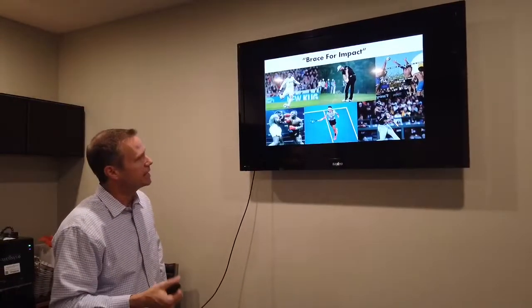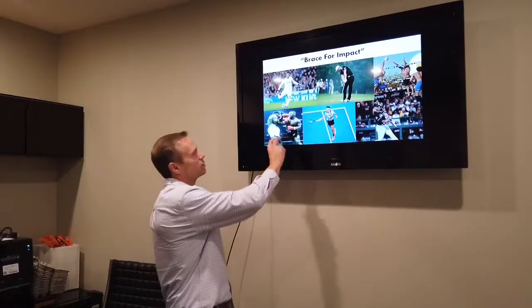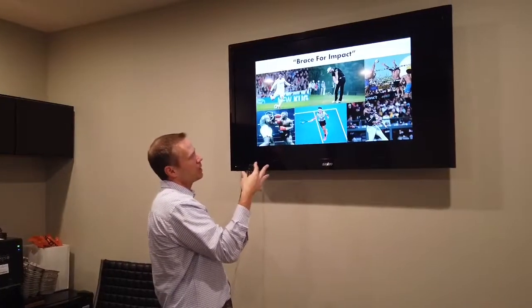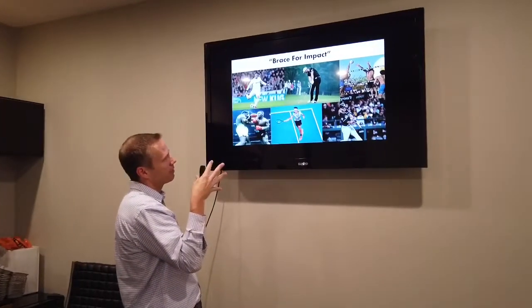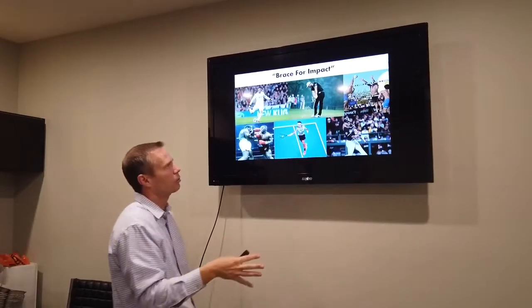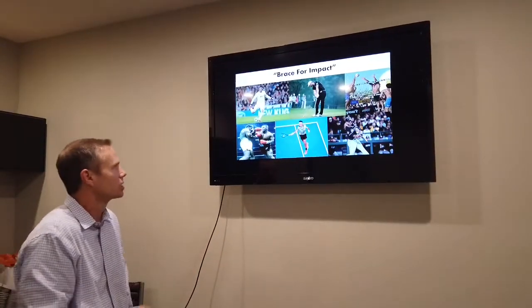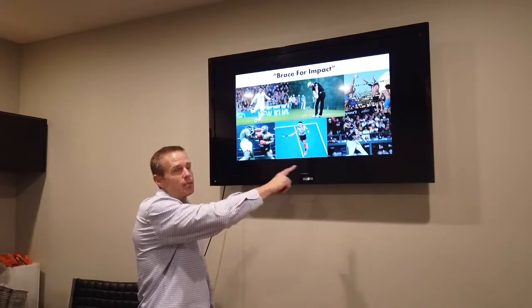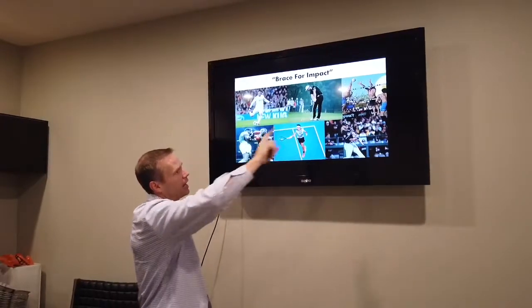And then again here, at the moment of impact, this is where the function of the abdominal wall is going to change. So we have a brace at the moment of impact, and up until that point, we're probably going to have more intra-abdominal pressure. And it's basically the same through all these different athletic events.